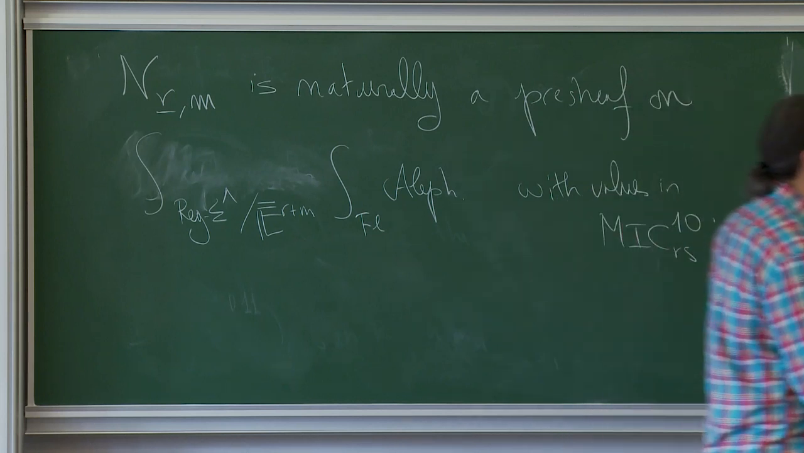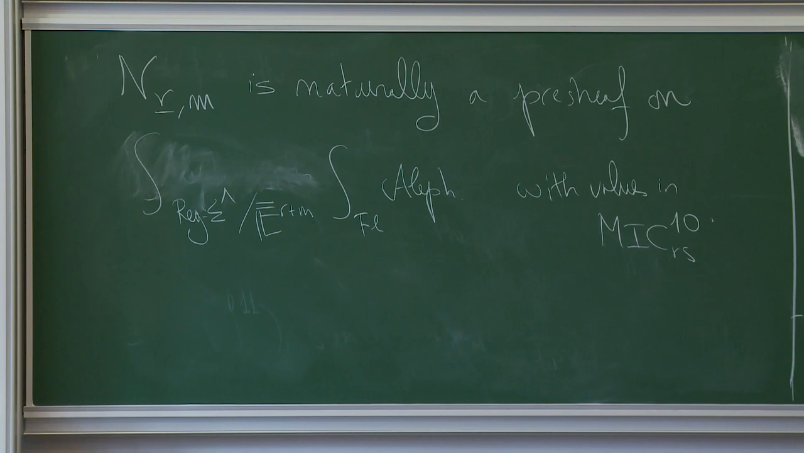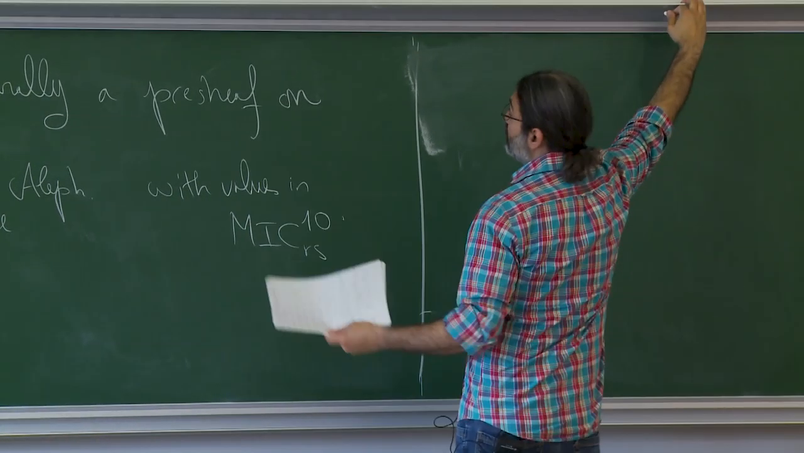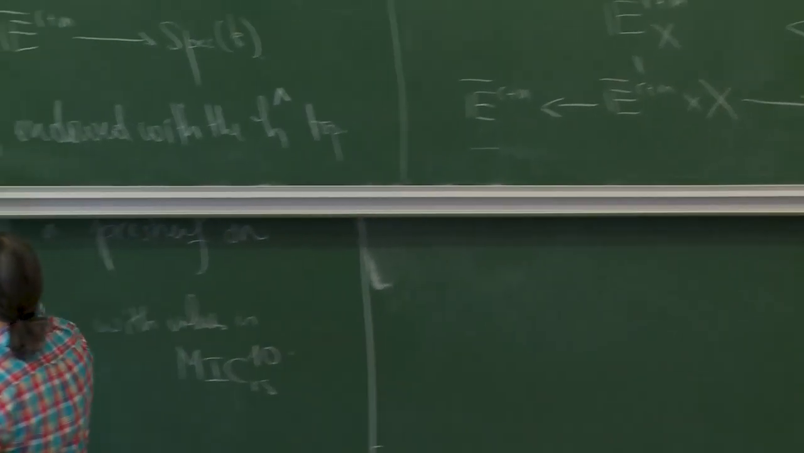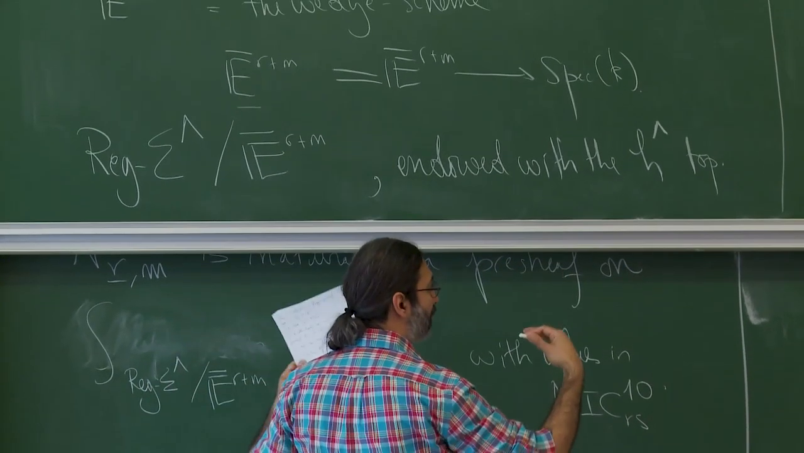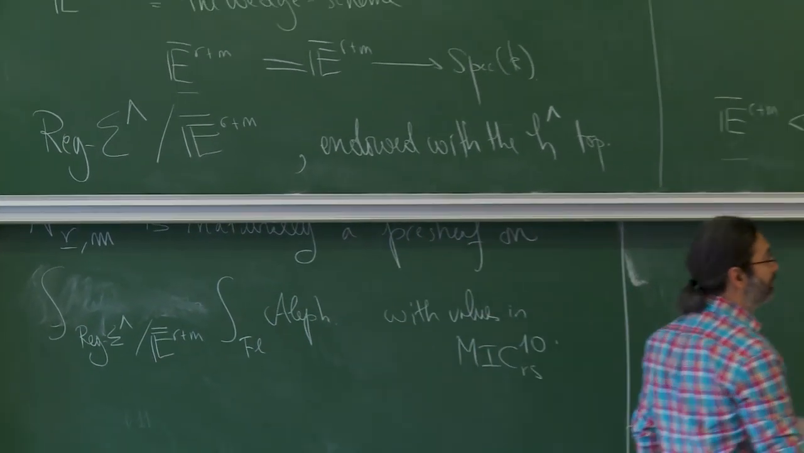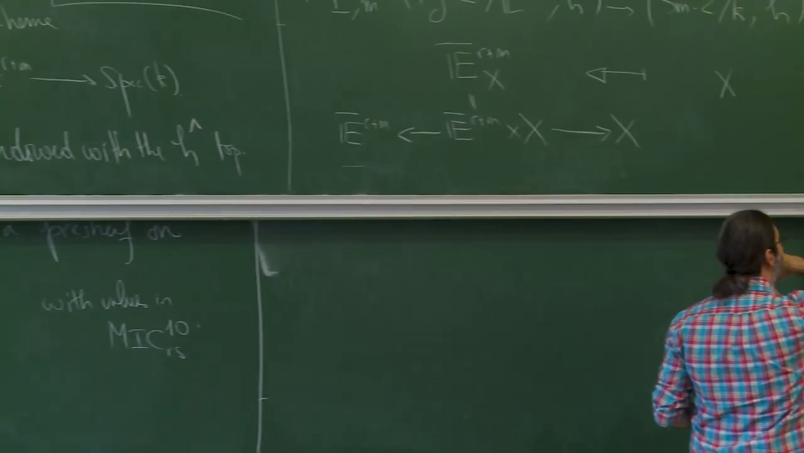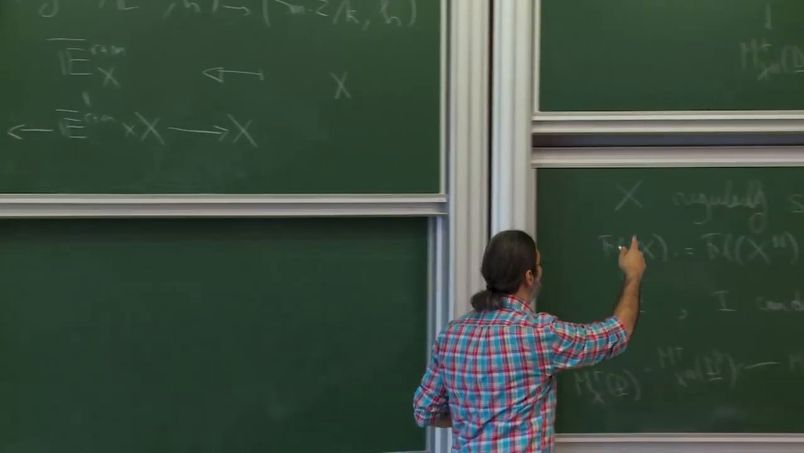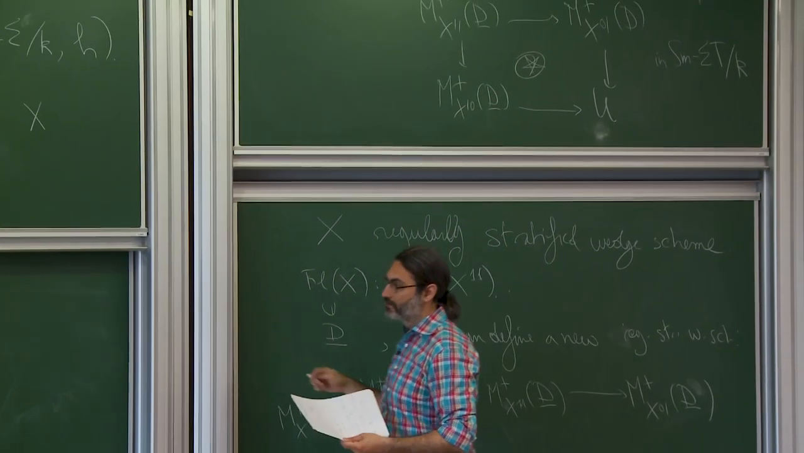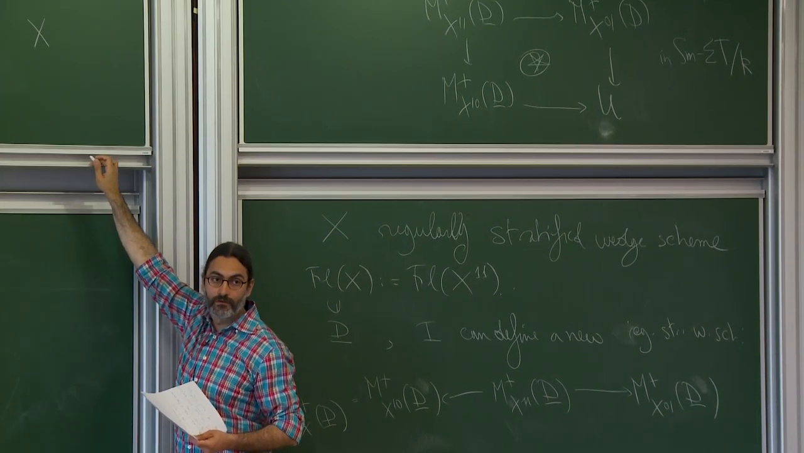So what I'm saying here is simply that your N is defined somehow on this factor here. So you think about it as defined here, and whenever you have something over it, X D, you can somehow pull back your N to get something over that thing. I hope this is clear. If not, I can say more about this. Okay, is this fine?